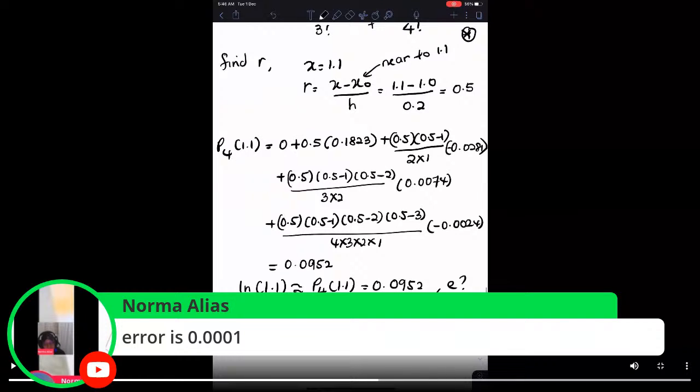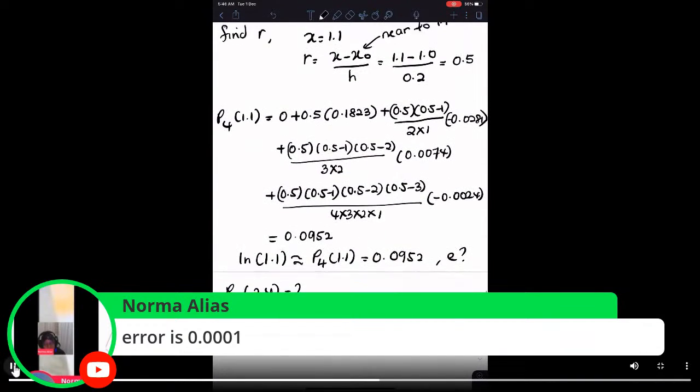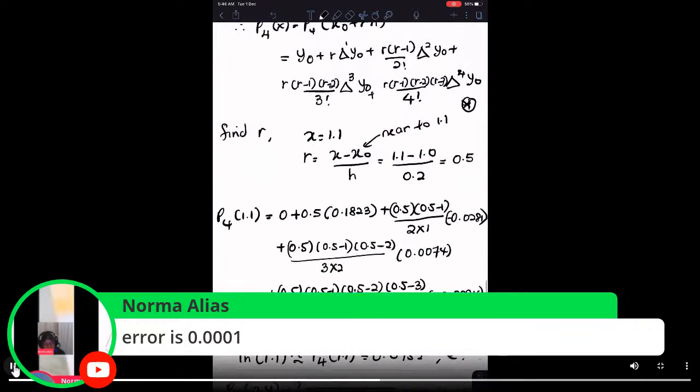It means that Newton forward is much more accurate compared to Newton divided. Why? Because Newton forward uses the same h, so that's why the answer is much better. So you can see here, what is your conclusion? Your conclusion is the error is very small.